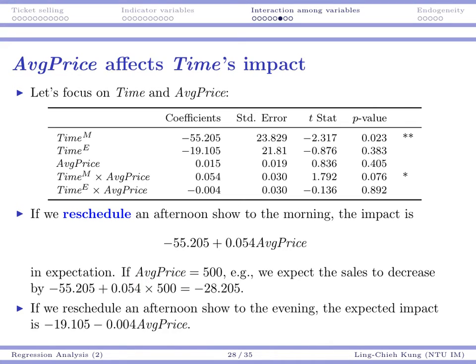If the average price is 1000, then we expect only a loss of about one ticket. Because the impact of time now depends on the value of the price. If we reschedule an afternoon show to the evening, as another example, then again, we know the expected impact would be this coefficient minus this one times average price. So following the same rule.